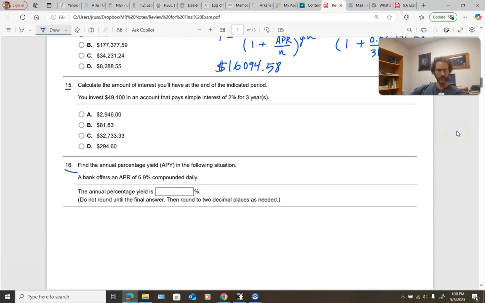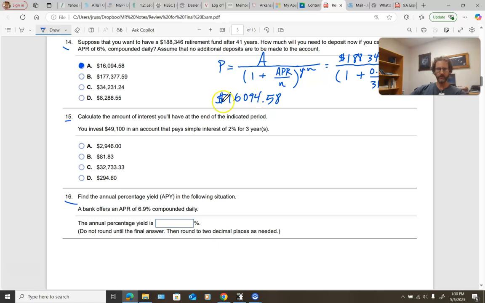Alright, I think I'll do a couple more and then stop this first part 1 video. Calculate the amount of interest you'll have at the end of the indicated period. You invest $49,100 into an account that pays simple interest of 2% for 3 years.